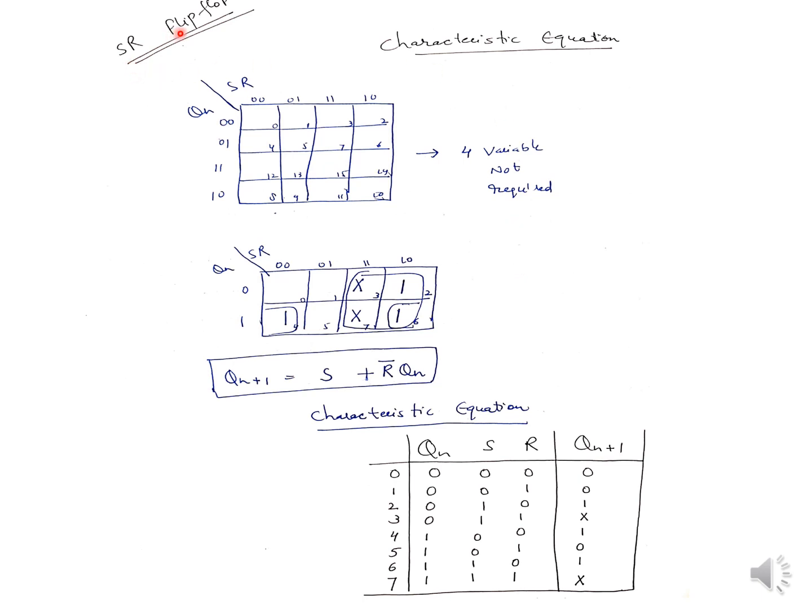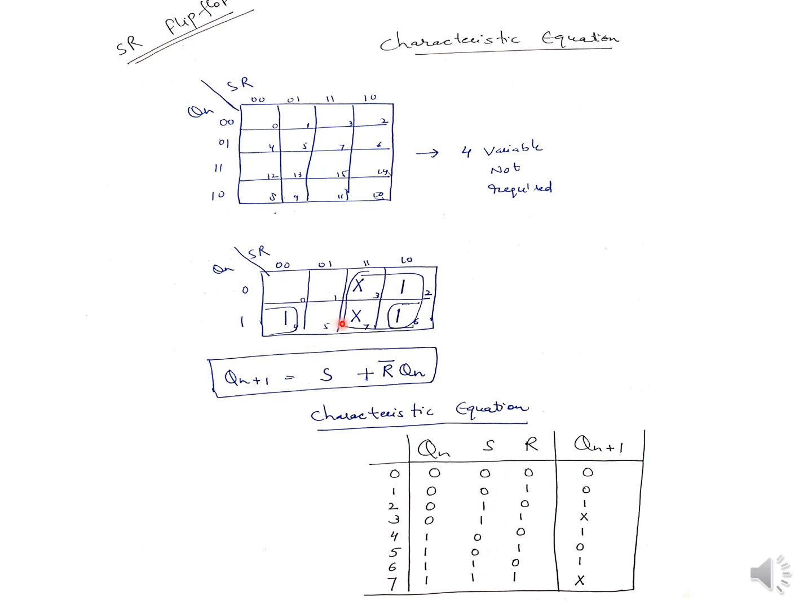Okay, so to determine the characteristic equation of SR flip-flop, we must have the characteristic table of SR flip-flop. We have developed the characteristic table of SR flip-flop in lecture 1, SR flip-flop. If you don't know the characteristic table, please refer to lecture 1. So this is the characteristic table in which Qn is the past output and Qn plus 1 is the next output. So basically we have to determine the equation of Qn plus 1. For this the inputs are Qn, S and R.